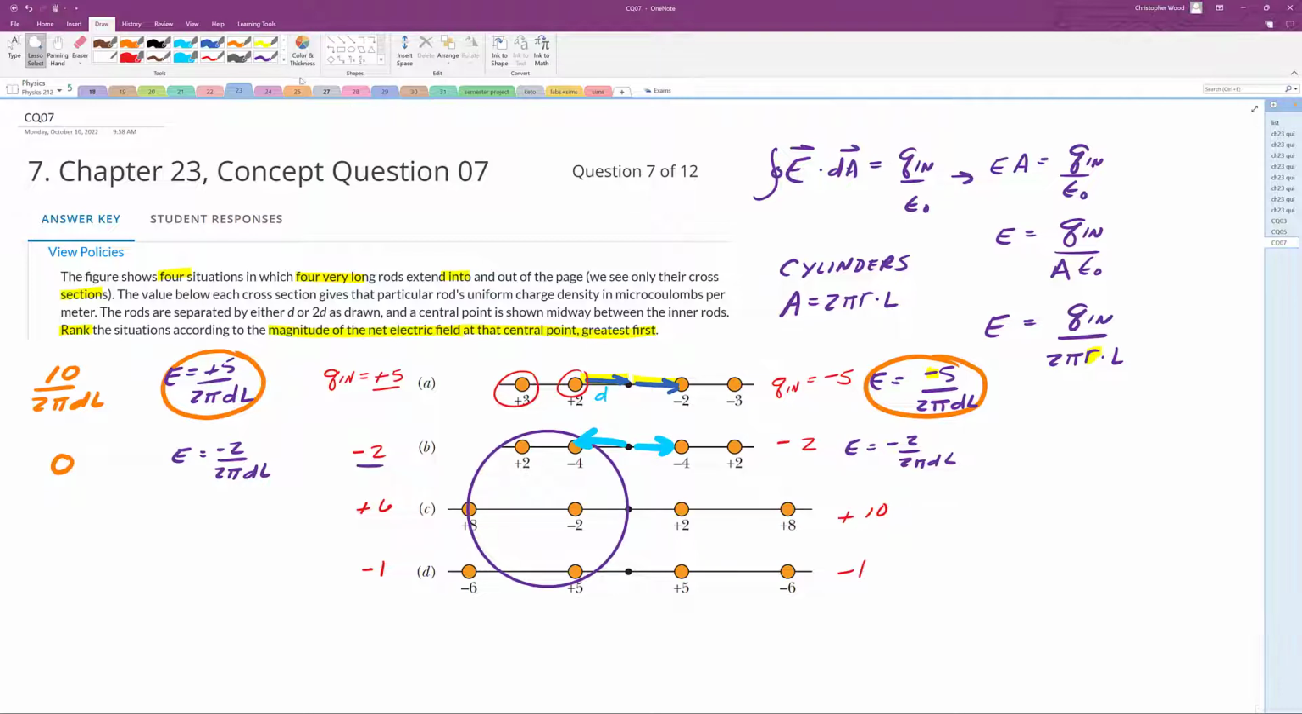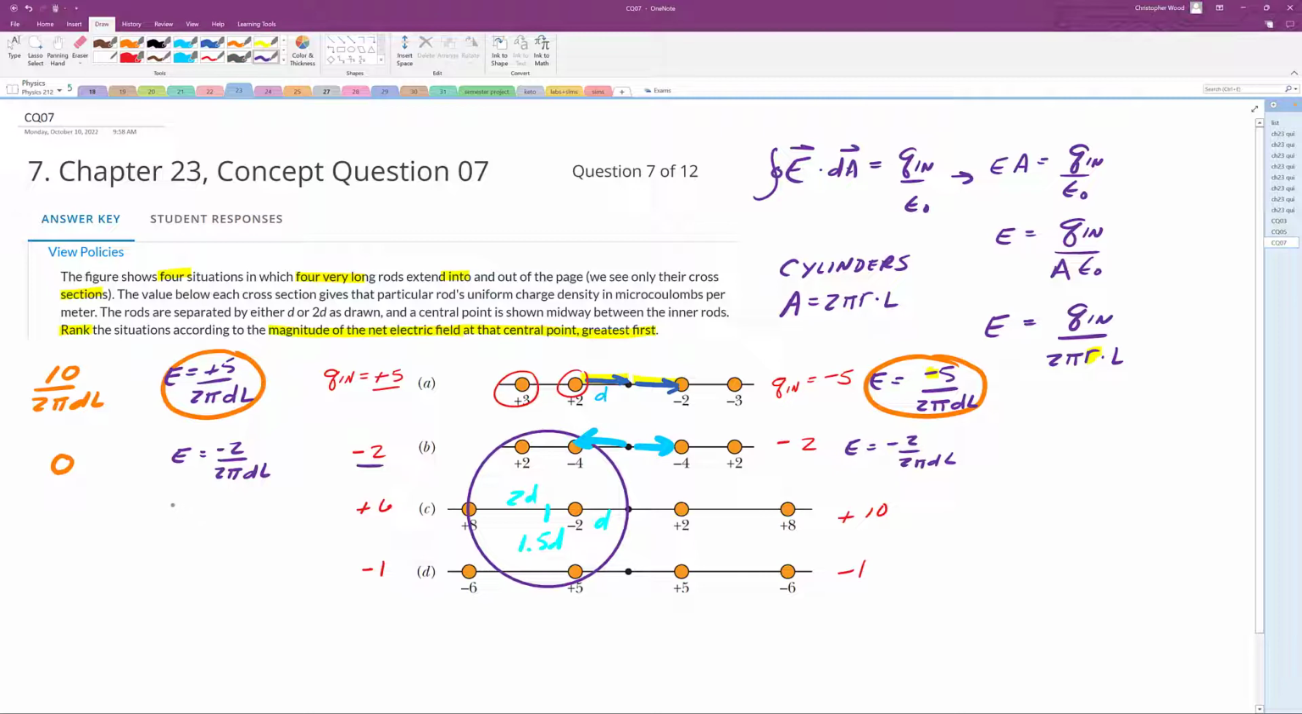Okay, for situation C, there's my imaginary Gaussian cylinder once again. I have to worry about the radius of this Gaussian surface. So this is D, and this is 2D. So the center of this circle has a radius of 1.5D. So 1.5D is the radius for this particular imaginary Gaussian cylindrical surface.